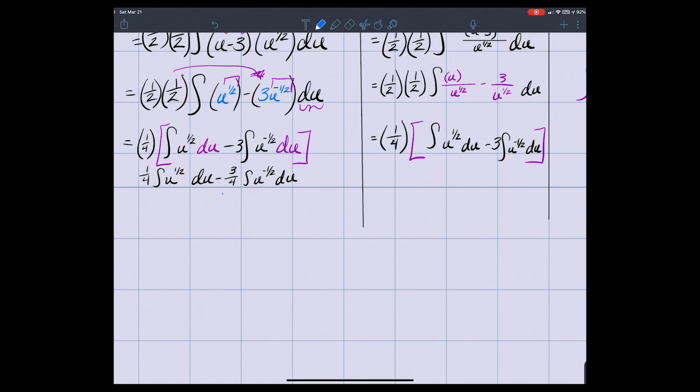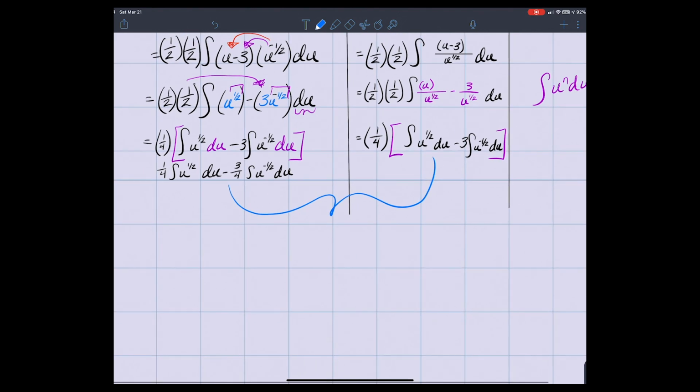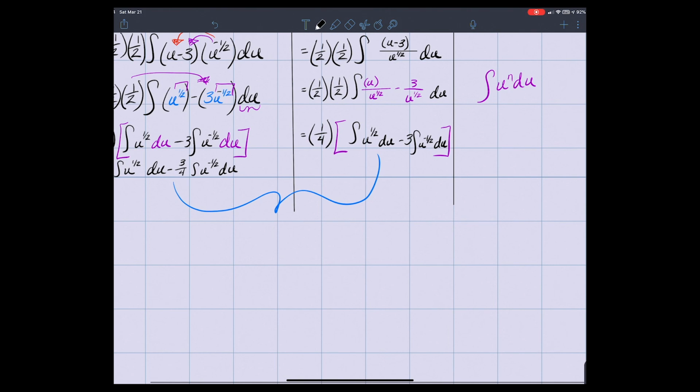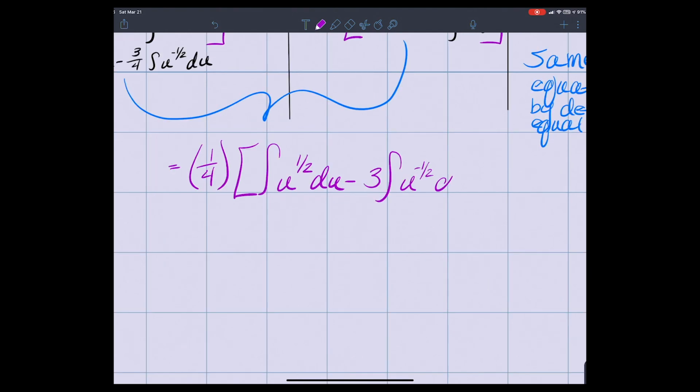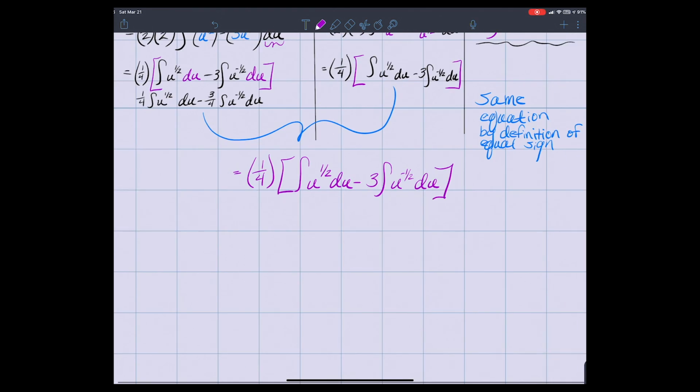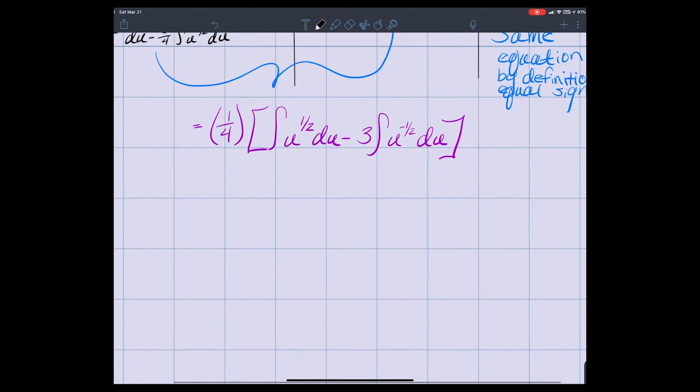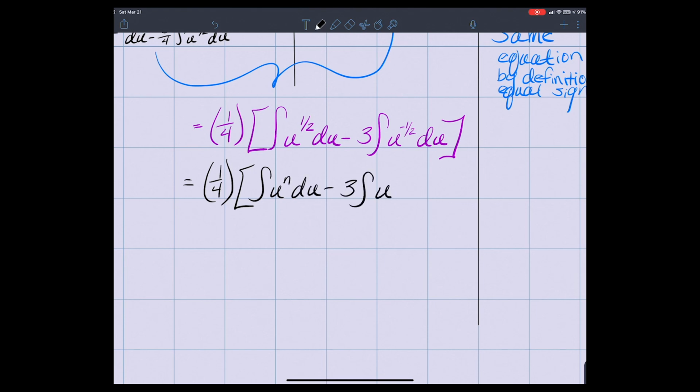Now, I'm going to just do one equation. And by the definition of the equal sign, 1/4. Now we're going to perform calculus. And it's actually pretty easy because now we know that these are both power rules. This matches, so I can prove that now we have u to the n du minus 3 u to the n du. Now we're ready for calculus.